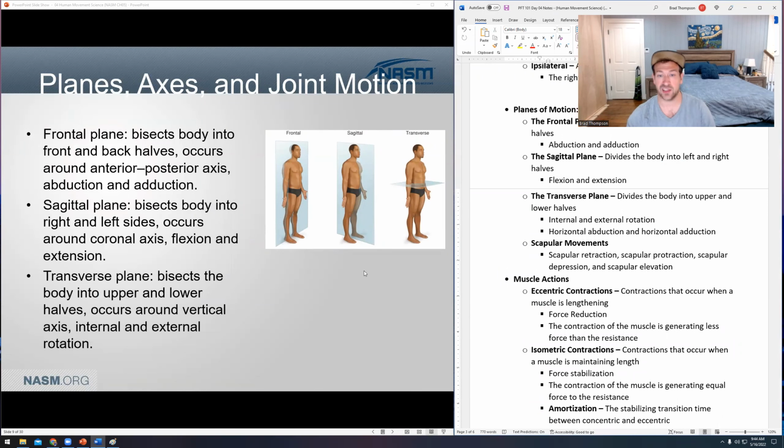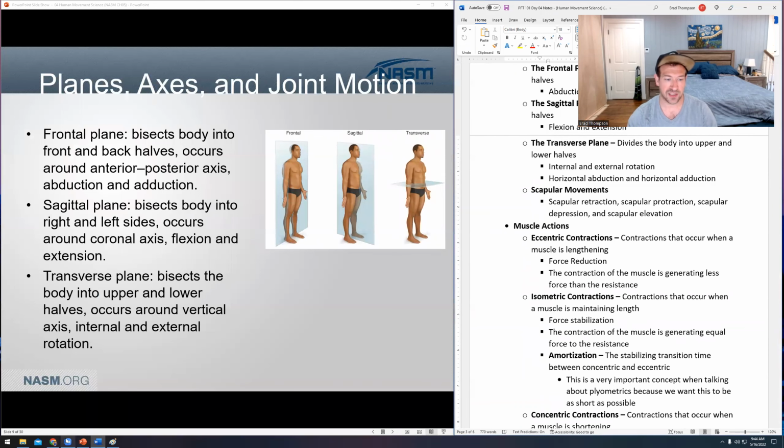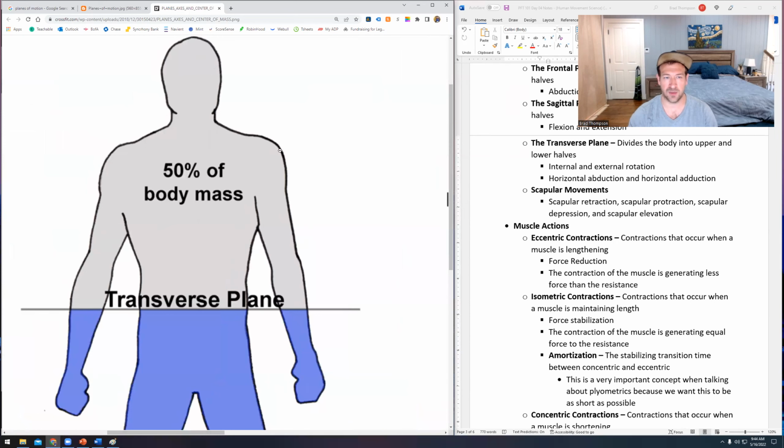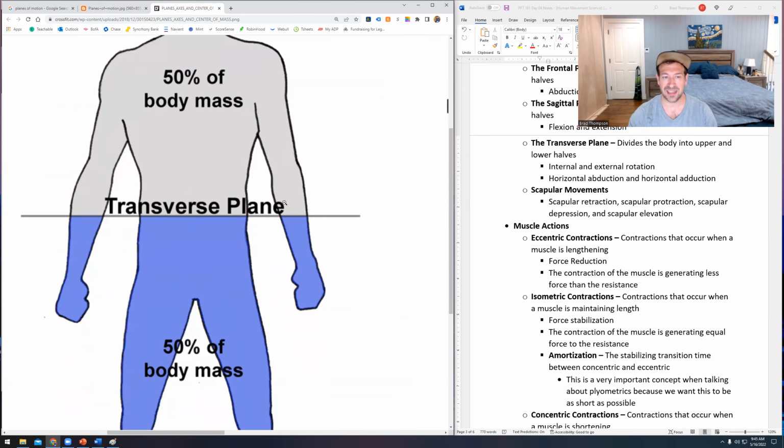And then lastly, we've got the transverse plane. And the transverse plane are twisty movements. So if I've got 50% of my mass above and 50% of it below, anything that's going to spin along the axis there is a transverse movement. So my head spinning, right? We're going this way, right? That's transverse motion. Or just taking my wrist, right? It would be resting down here. So spinning my shoulder or spinning my forearm, right?